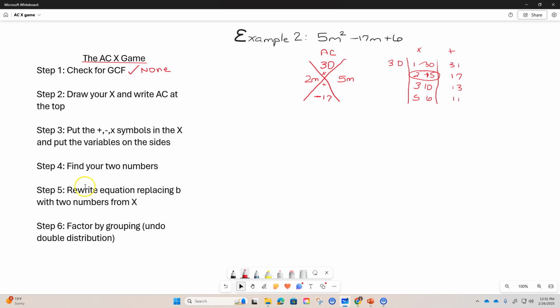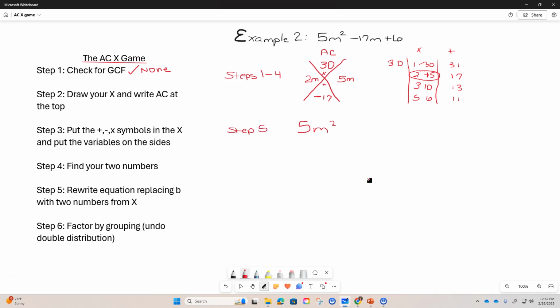I did that. Now step number 5 says rewrite the equation, replacing your B with the two numbers from the X game, okay? So I'm going to rewrite my equation, 5m squared. By the way, these are steps 1 through 4, and this is step 5.